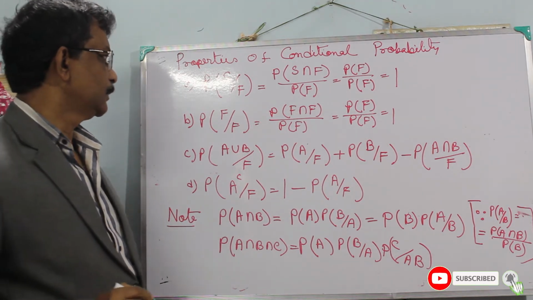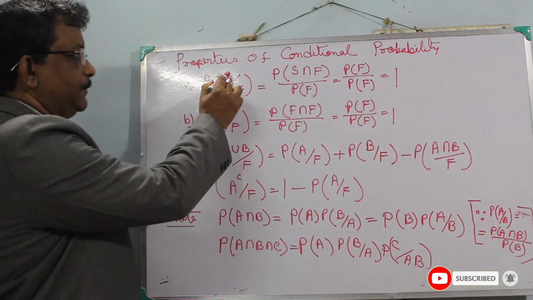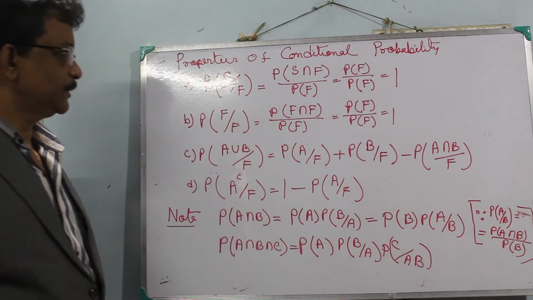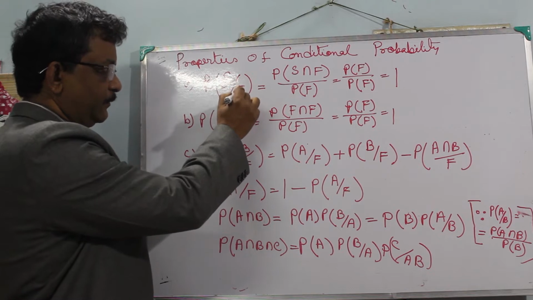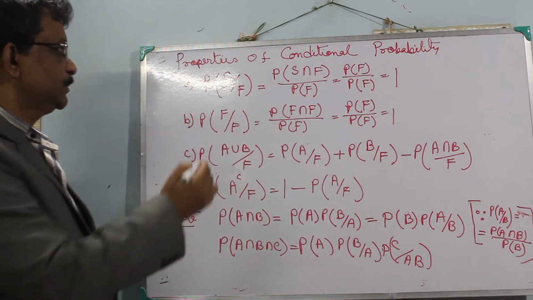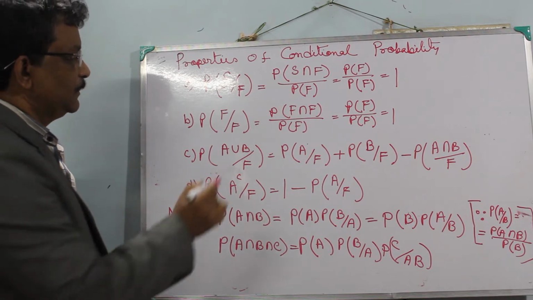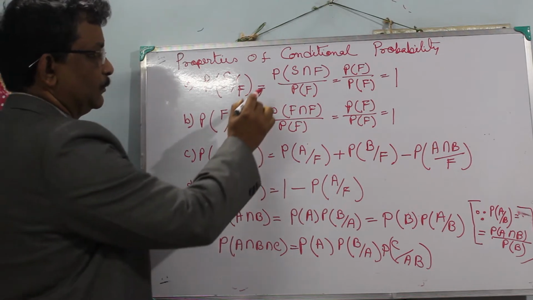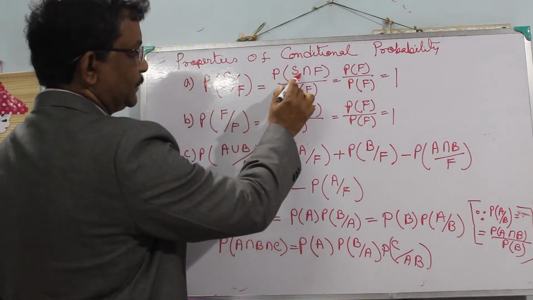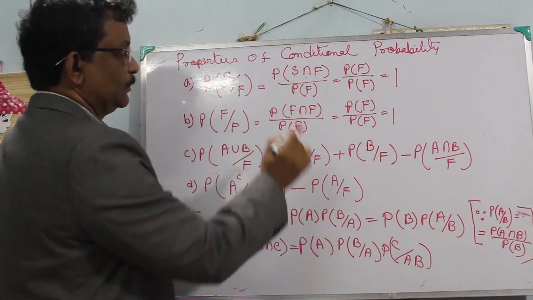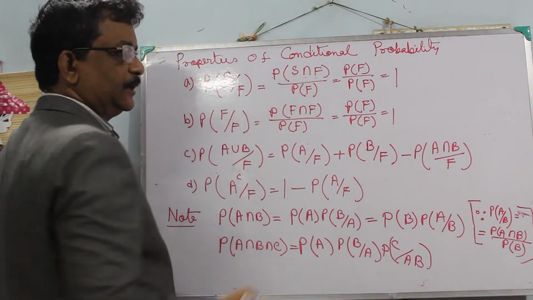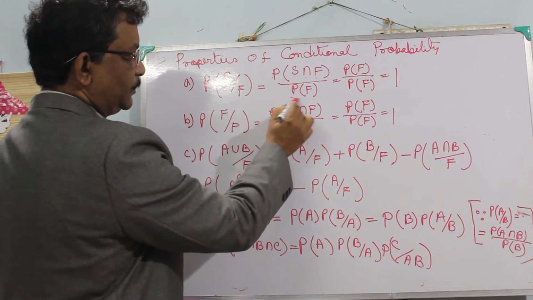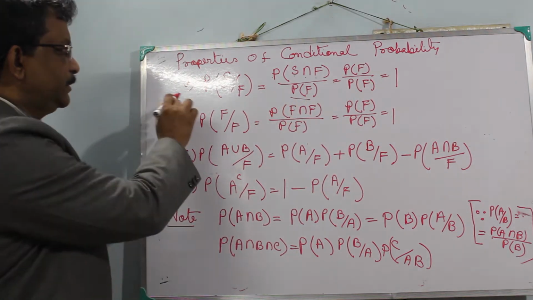Number 1, the probability of sample space. S stands for the sample space. Probability of sample space when F has occurred. Event F has already occurred, then what is the conditional probability of the sample space? So first we have to intersect sample space and F. So probability of S intersection F. The intersection of sample space and any event F is F itself. F divided by probability of F. So F by F is 1. So its probability is 1.